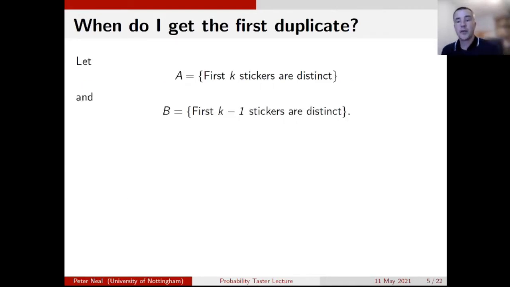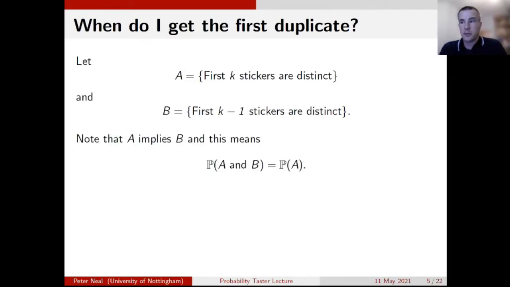So what we're going to start off with, as we did in the example with Man City and Chelsea, is start off with 2 events. My event A, the one I'm, if you like, interested in, is what's my chance that the first K stickers are distinct. They're all different. And in particular, I'm going to be interested in the case where K equals 30. Now my B, the thing I'm going to be conditioning on, is the event that the first K-1 stickers are distinct. So how's that going to be useful?